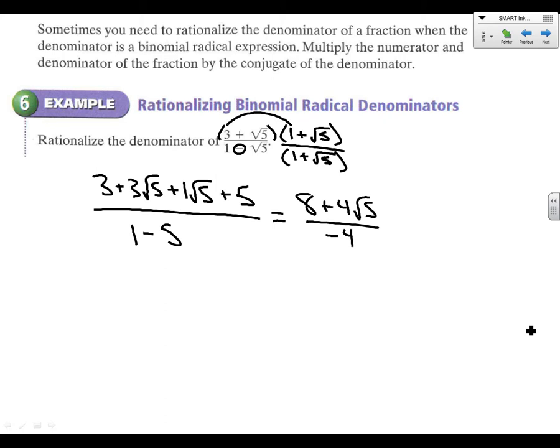And we can reduce. 8 divided by 4 is negative 2. 4 divided by 4 is 1 root 5. And there's your answer. All right? You know you've done everything right if you've gotten rid of the square roots in the fraction. Okay? You can't have square roots in the denominator. You're done once all the square roots in the denominator are gone.